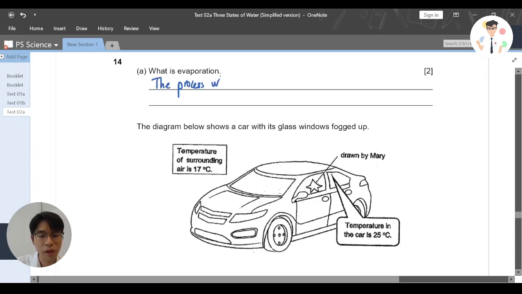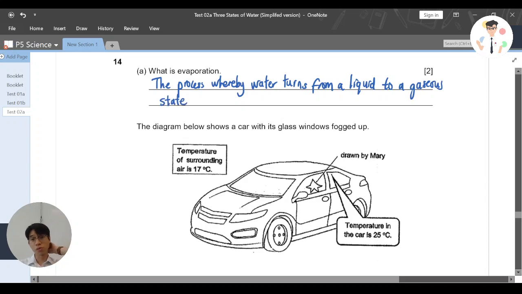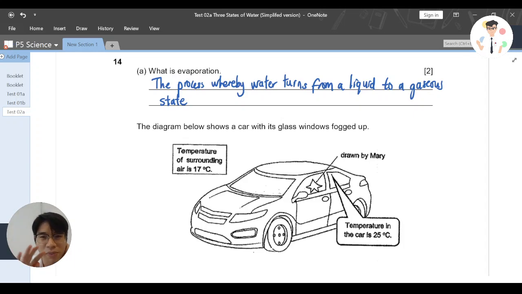The process whereby water turns from a liquid to a gaseous state. Now, if you stop here, is it true? You stop here, it seems like correct, right? Yeah, liquid becomes gas. But the problem here is boiling also happens in the same way. It's also from liquid to gas.